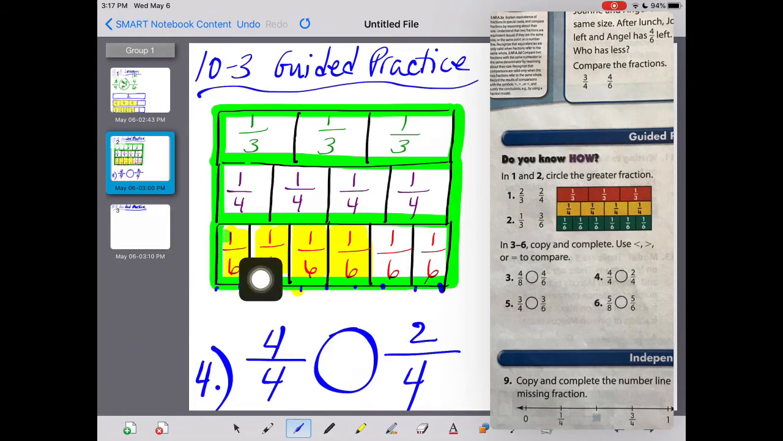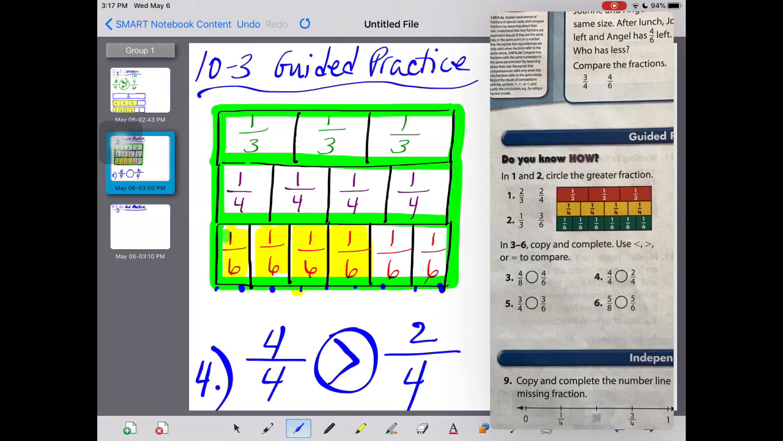Now in number 4, you're asked to compare 4/4 to 2/4. This time you notice the denominator is the same. You're comparing a pizza that has been cut up into 4 equal slices to the same size pizza. Second pizza has been cut up into 4 equal size pieces. So if you have 4 out of the 4 compared to 2 out of the 4, ladies and gentlemen, is 4/4 less than, greater than, or equal to 2/4?